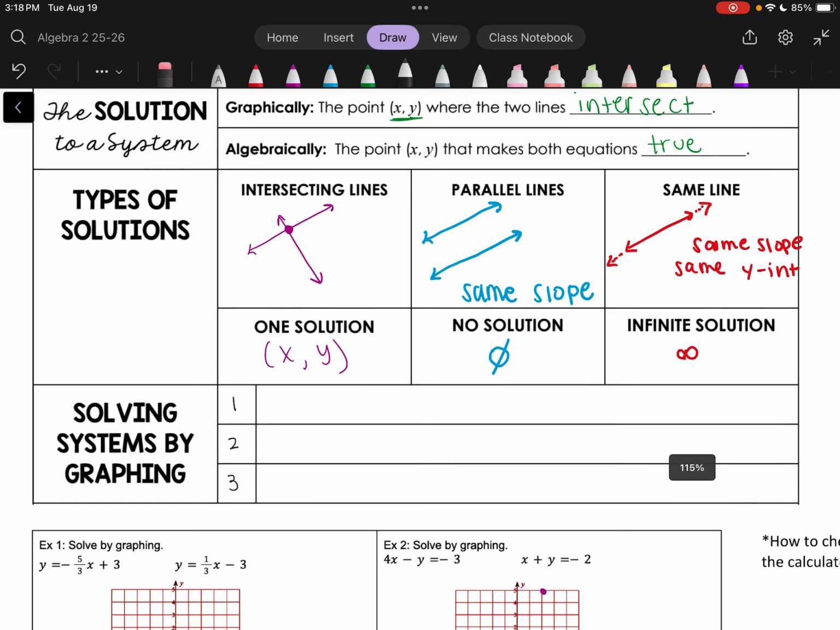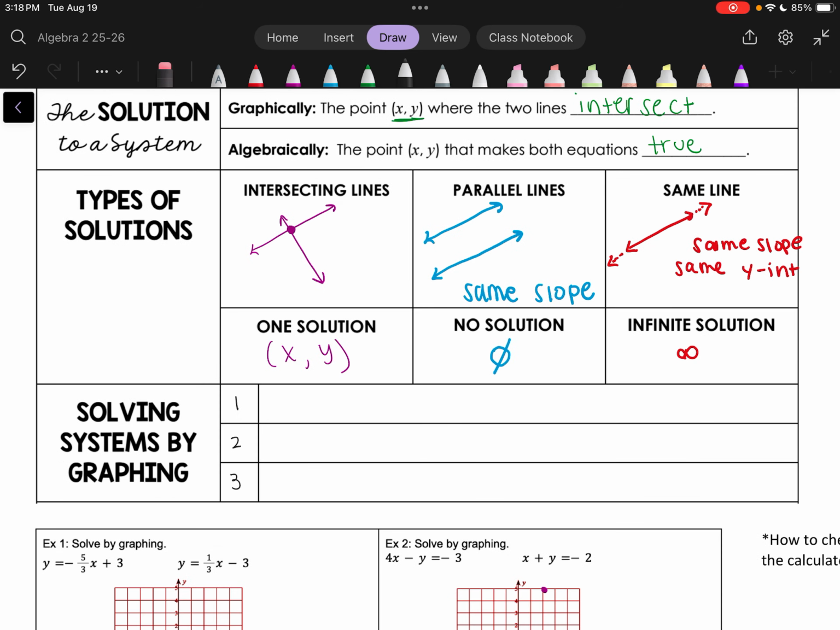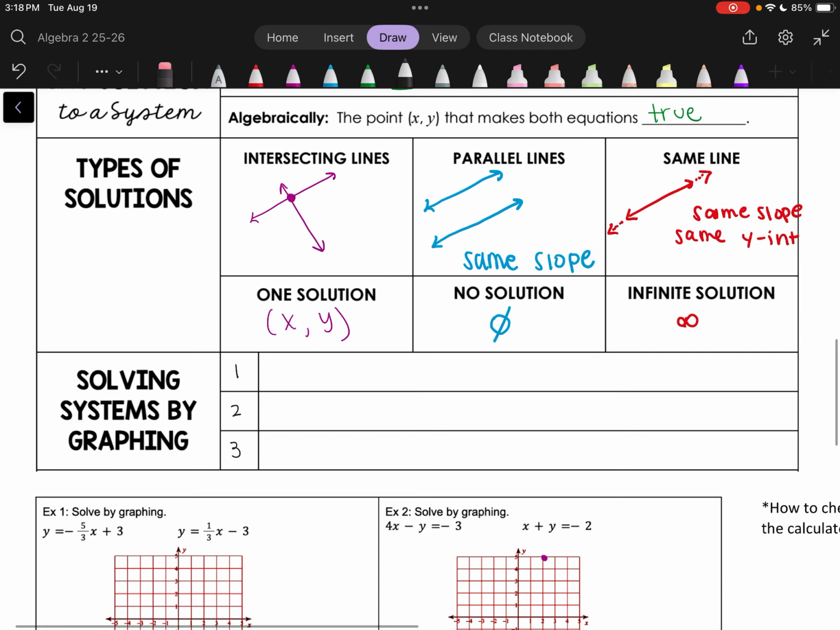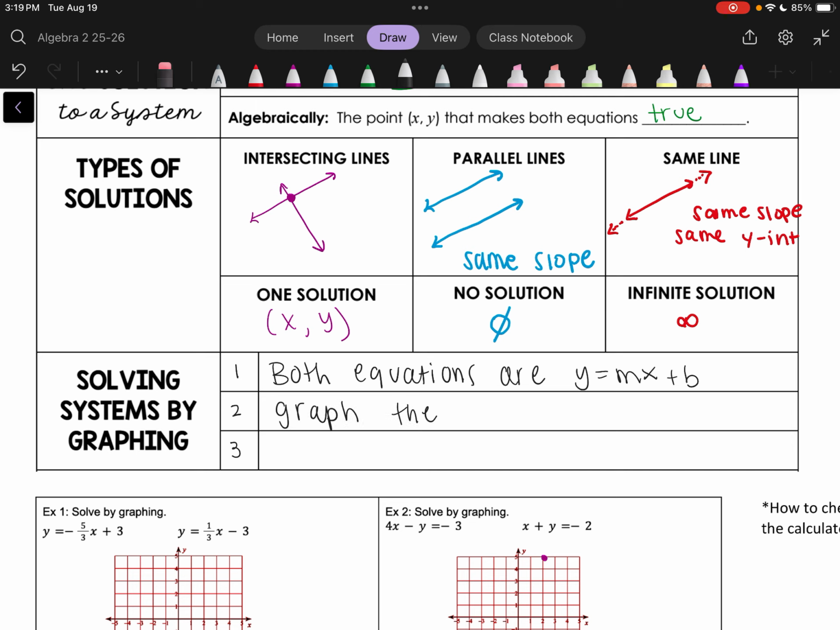Okay, so when you're solving these by graphing, we'll also do substitution and elimination in the next week, you will do basically three things every time. You're going to make sure both equations are in slope-intercept form, so they look like y equals mx plus b. Secondly, you're going to graph both of those equations, so graph the lines. And then you'll identify the intersection point or the solution, which remember can be one solution, no solution, or infinite solutions.